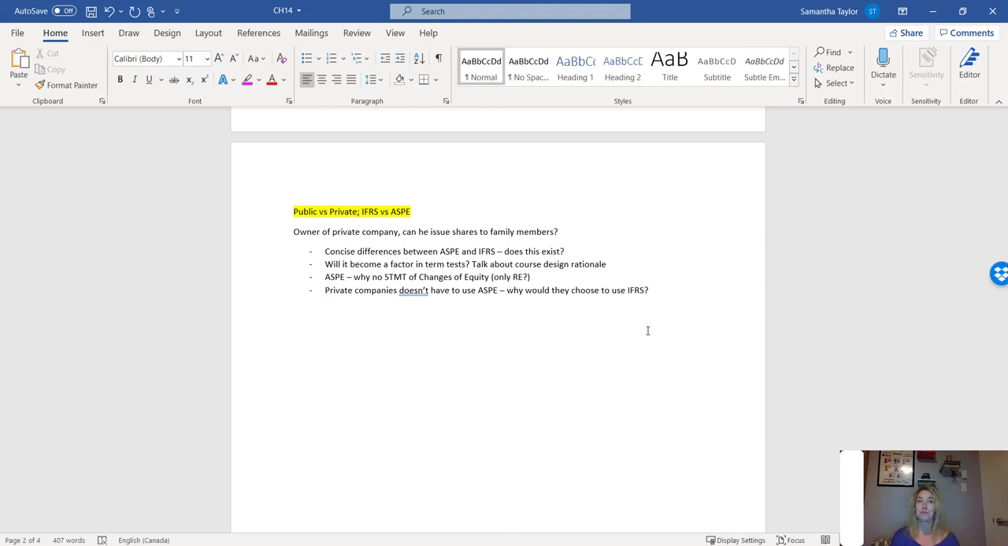And then if you are private and you're not widely accountable, you can choose to report under ASPE, or you can choose to report under IFRS. Why might you want to report under IFRS? Well, perhaps you're planning on going public. So you're like, okay, I might as well get my IFRS statements compliant, get my team in place. Guys, it takes a lot of work and a big accounting team to get your financial statements IFRS compliant.